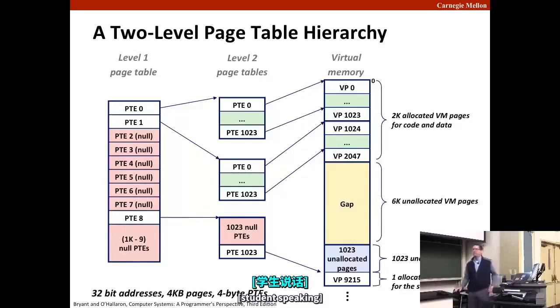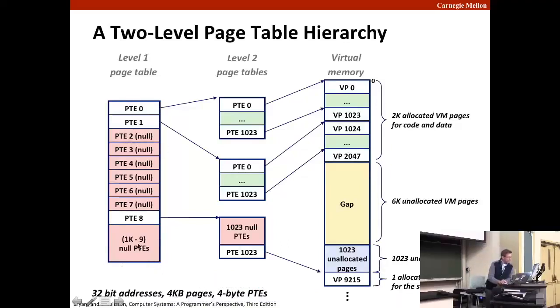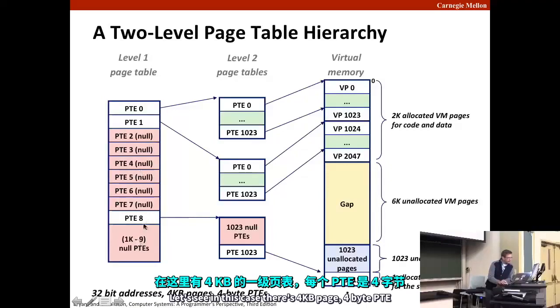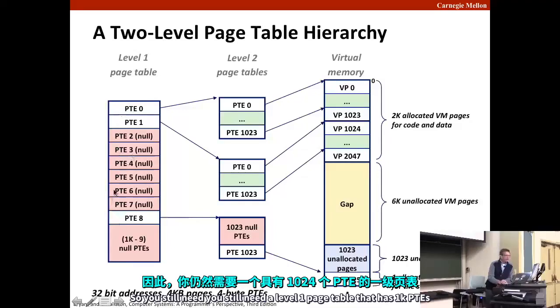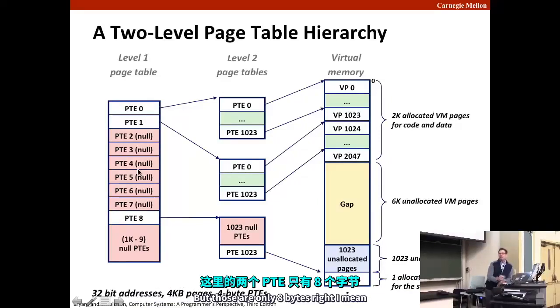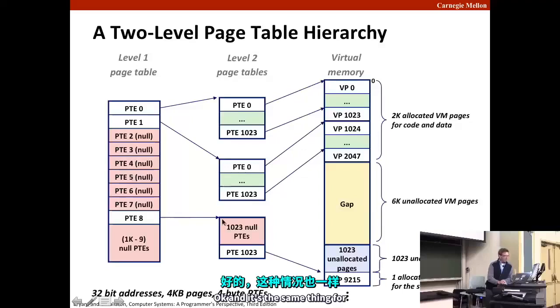So it says PT 2 to 7, would you ever have to allocate one of those if you need to make another table? Well, yeah, you still need a page table. In this case, there's 4K byte pages, 4 byte PTEs, so you have 1K PTEs. So you still need a level 1 page table that has 1K PTEs. But those are only 8 bytes, right? You still need to have space because you're not sure which region of the address space you're going to need to cover. And it's the same thing for here.